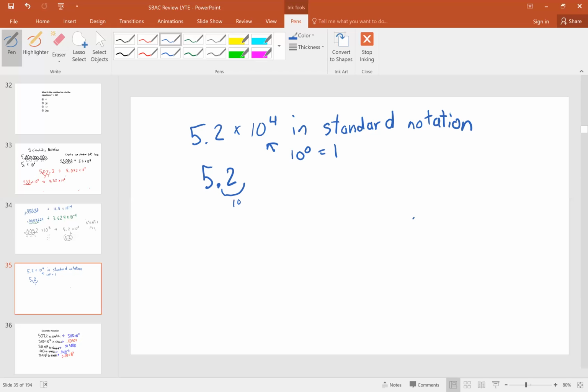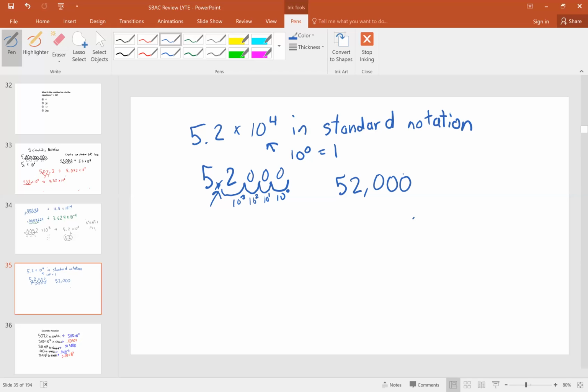Now this is at 10 to the third. I want to move it over 4 times: 1, 2, 3, 4. That's 10 to the second. That's 10 to the first. That's 10 to the 0. Okay, so the decimal now goes there. So it's no longer here. I get rid of that. It's going to be 52,000.